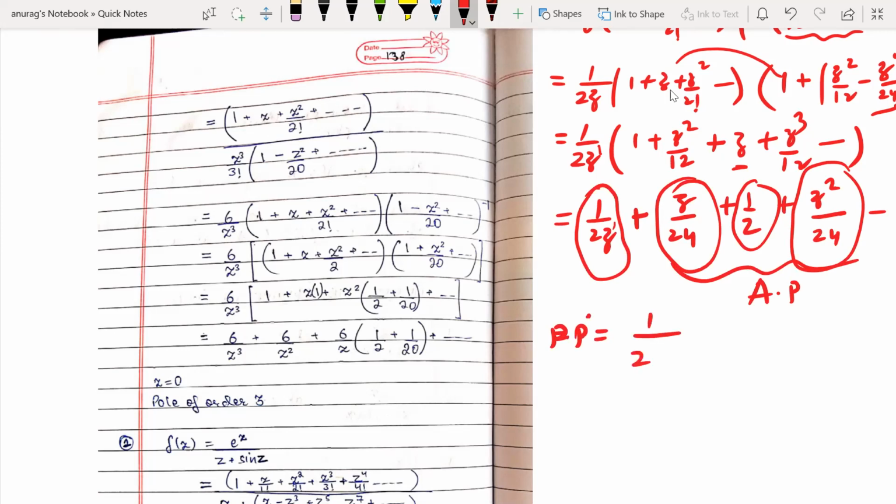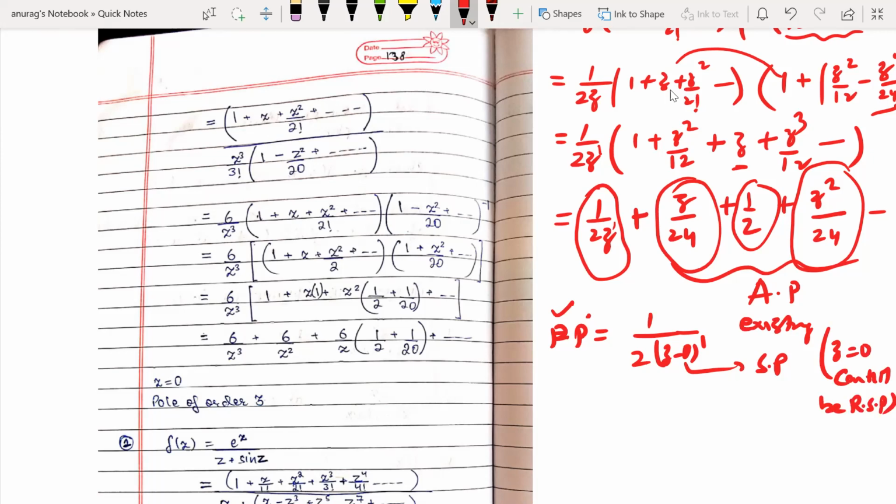Principal part can be written as 1 over 2 (z minus 0), because 0 is the singular point, and its degree is 1 only. So how many terms does the principal part have? If the principal part exists here, it means z equal to 0 cannot be a removable singular point. For removable, the principal part should be 0.